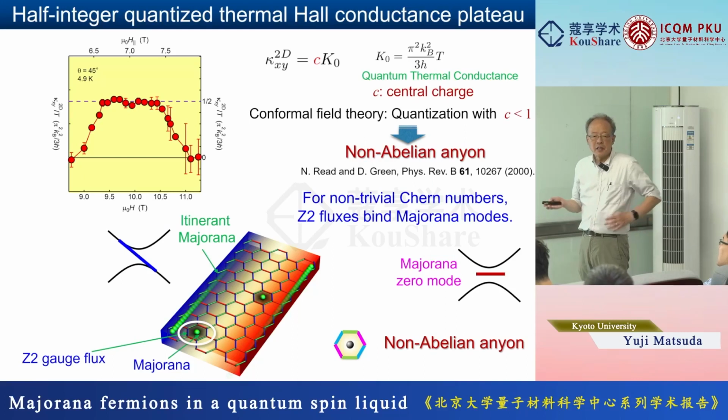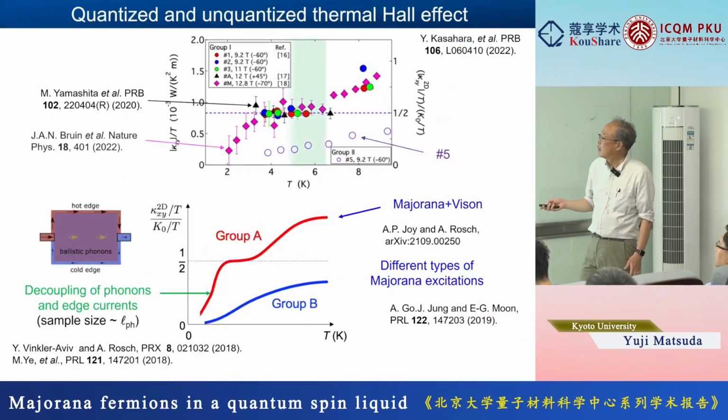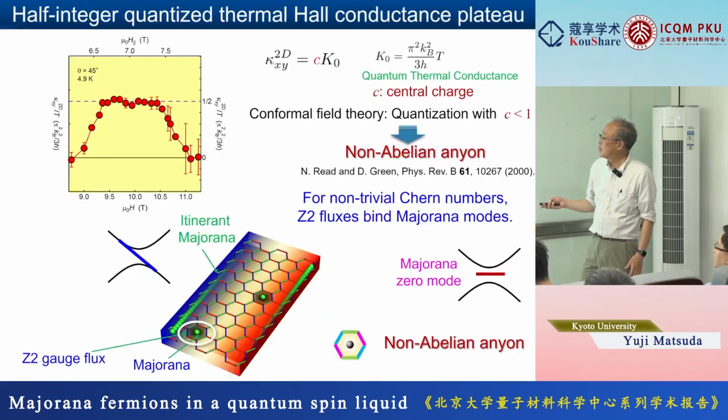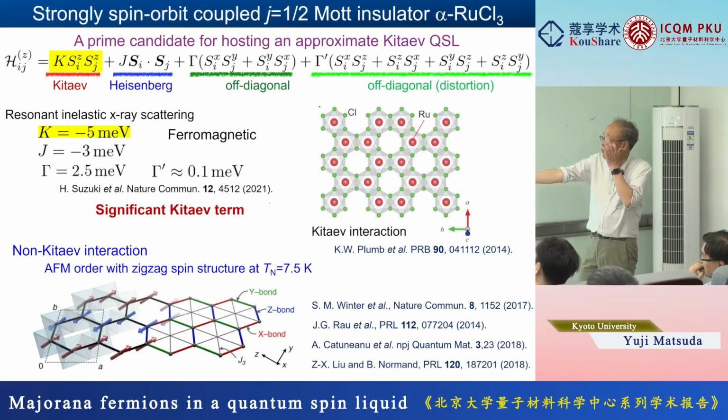Actually, there are many experiments using resonant X-ray and neutron scattering, and they can determine the Kitaev interaction directly. The number is nearly 50 Kelvin in some measurements, but some measurements show 100 Kelvin, which is 5 meV or 10 meV.